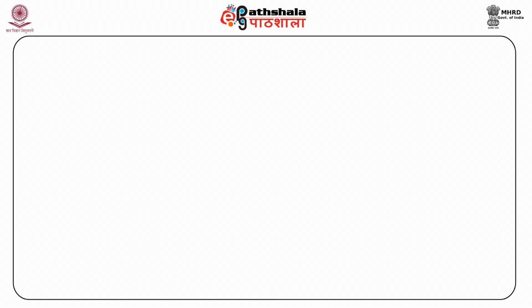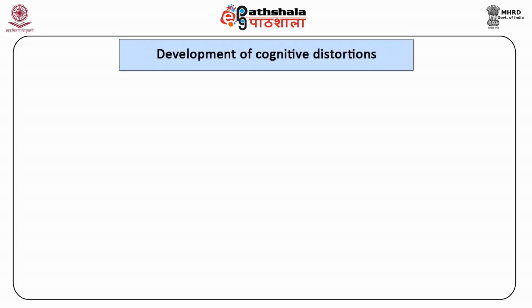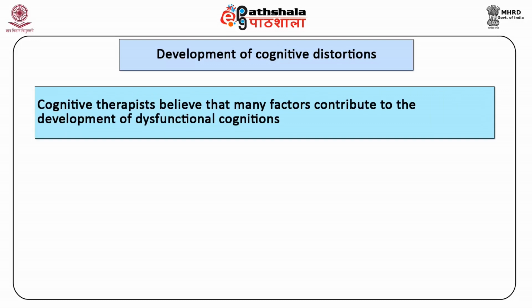Key concepts of cognitive therapy and counseling. Development of cognitive distortions. Cognitive therapists believe that many factors contribute to the development of dysfunctional cognitions, including people's biology and genetic predispositions, life experiences, and their accumulation of knowledge and learning.